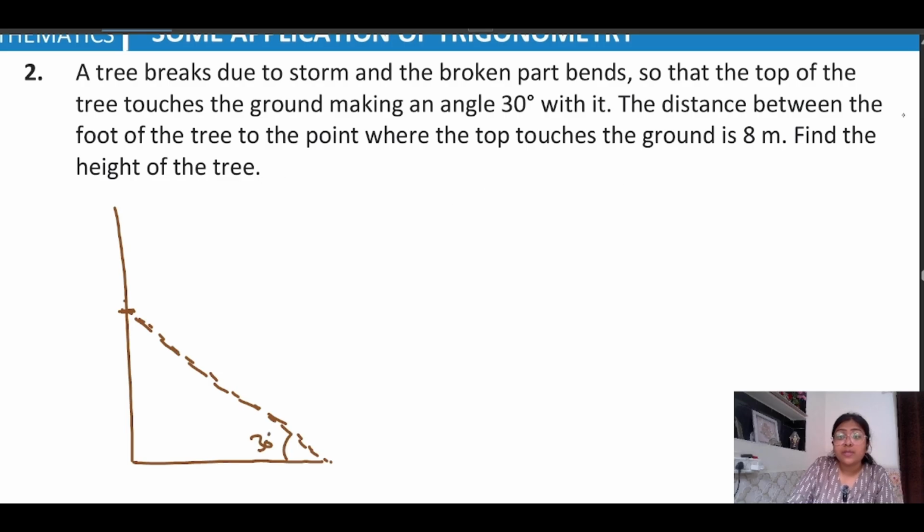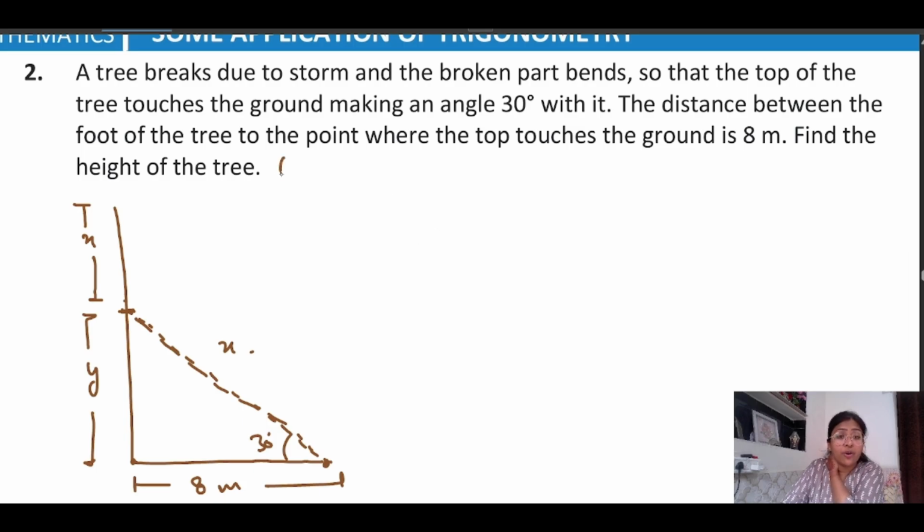Okay, the distance between the foot of the tree and the point where the top touches the ground is 8 meters away. Find the height of the tree. We need to find out the total height of the tree. So let this length be x, let this length be y. The broken part is equal to the hypotenuse. Here we are going to find the value of x plus y. So take the triangle.